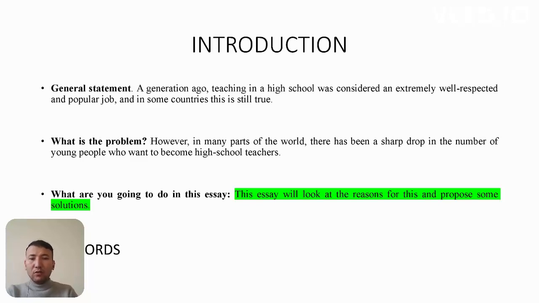And what are you going to do in this essay? This essay will look at the reasons for this and propose some solutions. You have to include this sentence highlighted in green in your essay because you have to say what you are going to do in this essay. So this essay will look at the reasons and propose some solutions.